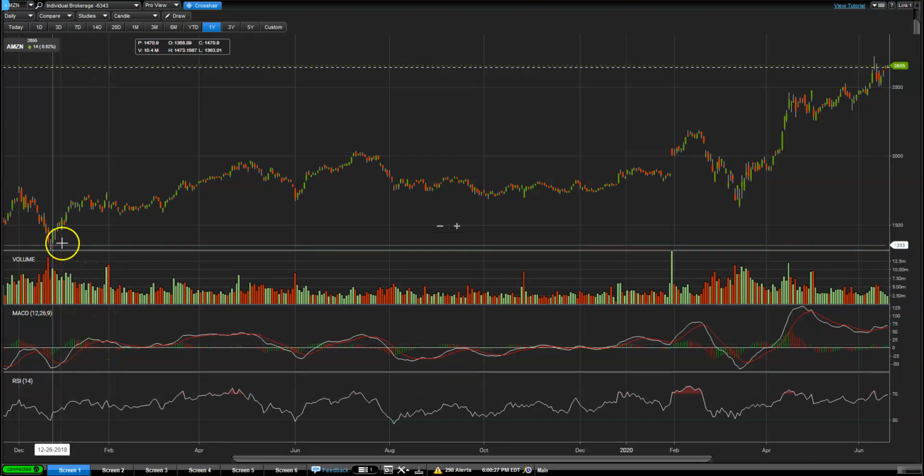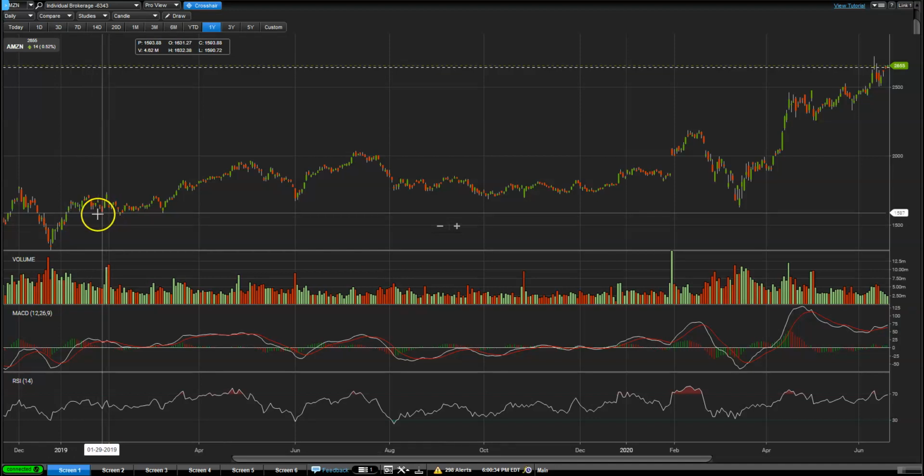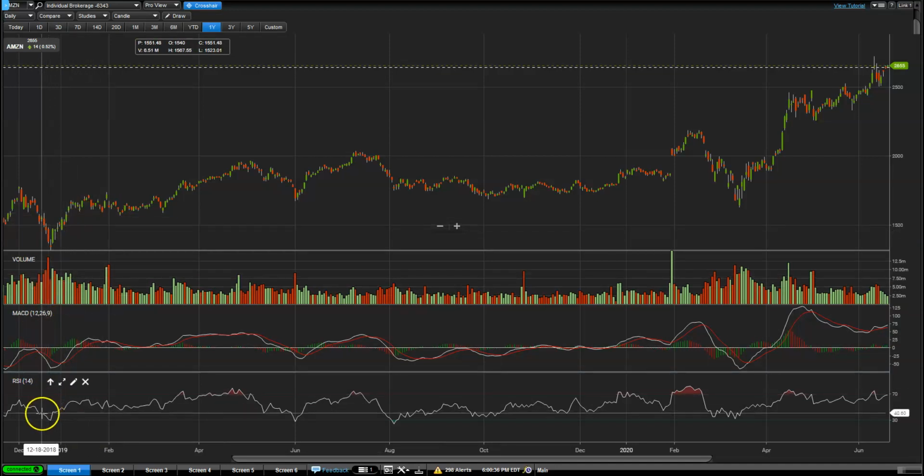You would only have caught this part of the move, right from here to here. Not that big of a part. Well, if you use your RSI and you come down here and you see that it's oversold, typically stocks that are oversold bounce back up. Stocks that are overbought bounce or spike down.